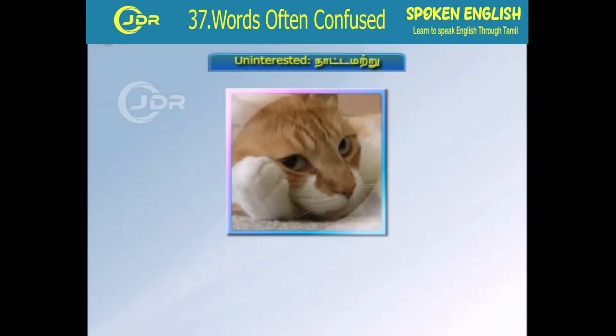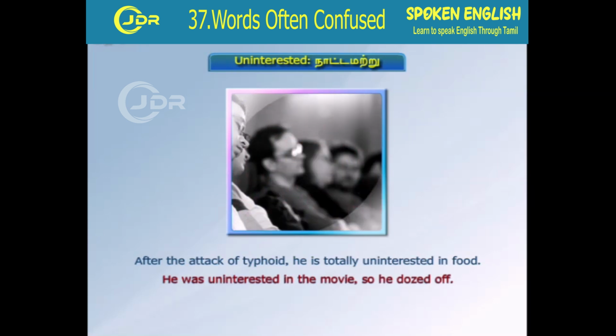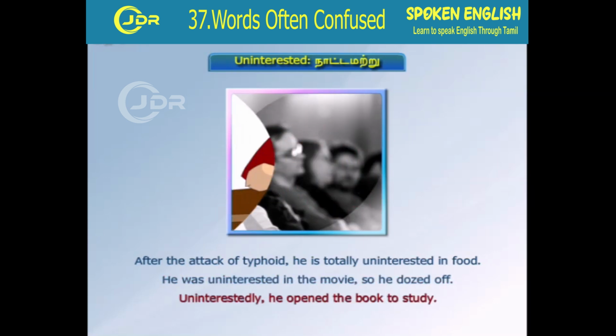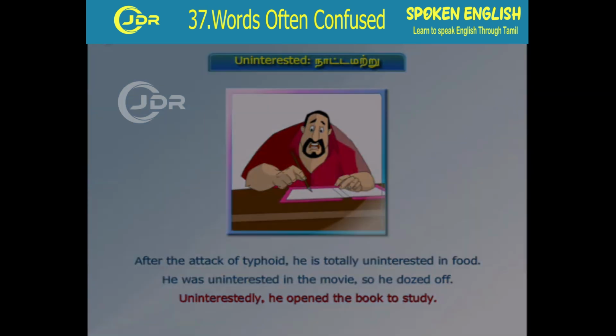Uninterested. After the attack of typhoid, he is totally uninterested in food. He was uninterested in the movie, so he dozed off. Uninterestedly, he opened the book to study.